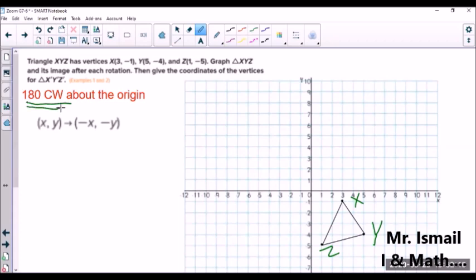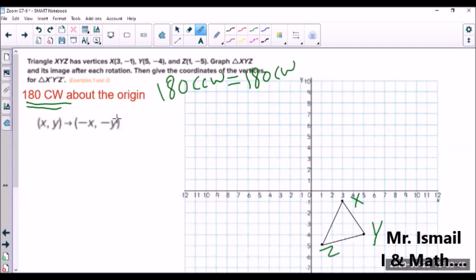180 counterclockwise is the same as 180 clockwise. Both are the same. If the question says counterclockwise, it is the same formula for both. In 180, x stays in the same place and y stays in the same place, but I multiply both x and y by -1.